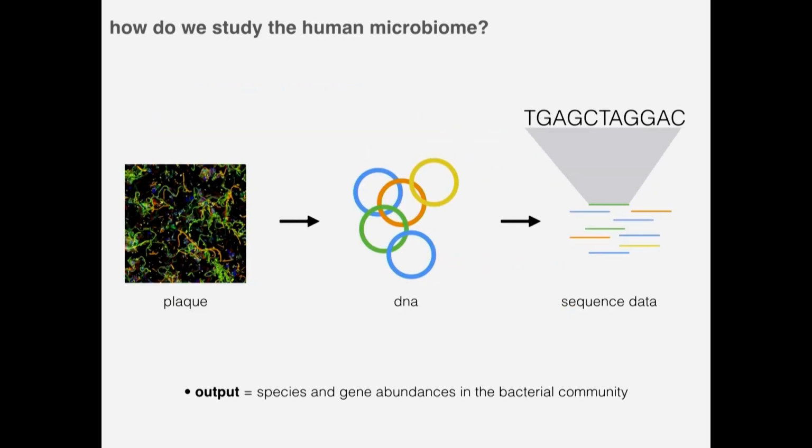So how do we study the microbiome? Usually we take some sample of bacteria, for example, your plaque. We break open the cells, extract the DNA, and then we chop up the DNA into small fragments and sequence it. This tells us what bacteria are present and what genes they contain. It's sort of quantitative, but not super quantitative. But this is the data that we work with.